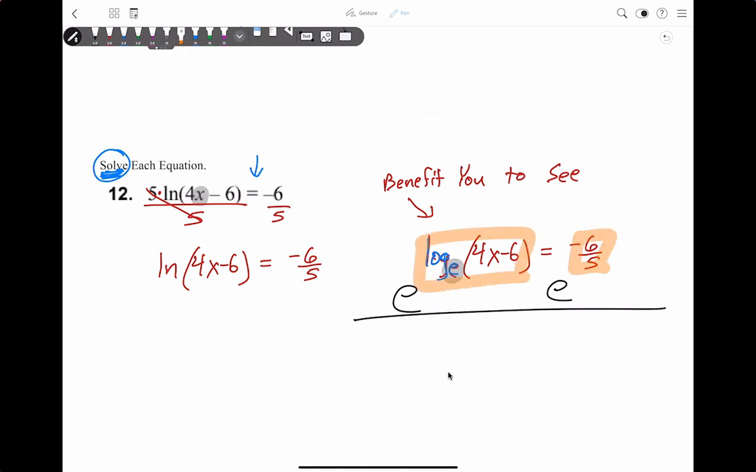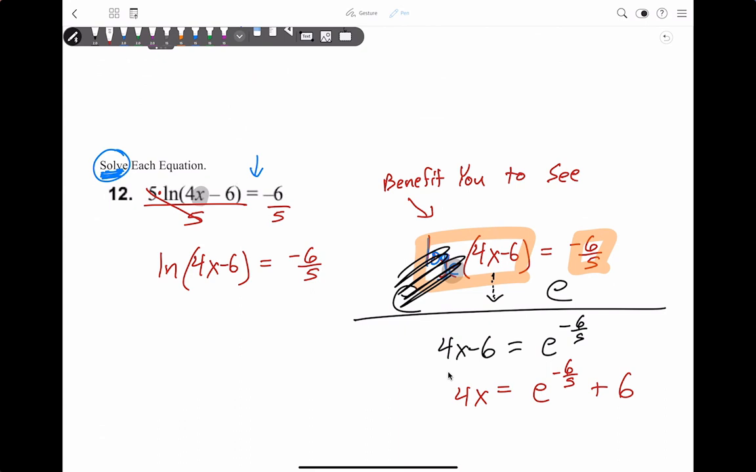These are new powers. The reason why I did that is because this will cancel, and this comes downstairs on ground level as 4x minus 6, and it's equal to e to the negative 6/5. And then from here, I'm just going to add 6 to both sides. So we'll get e to the negative 6/5 plus 6.